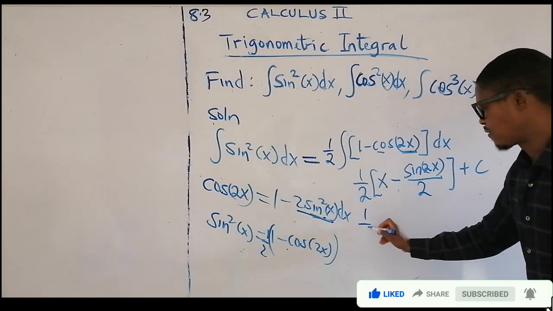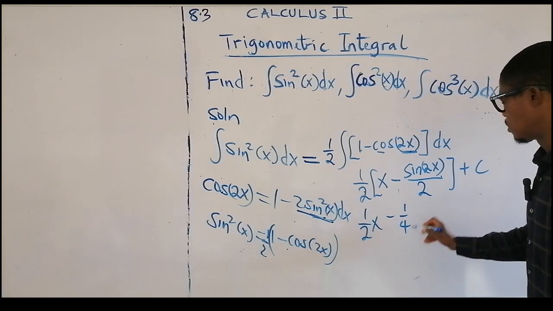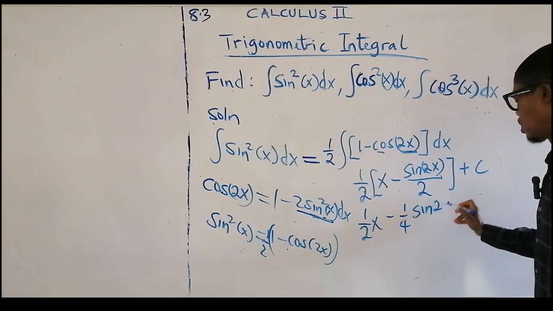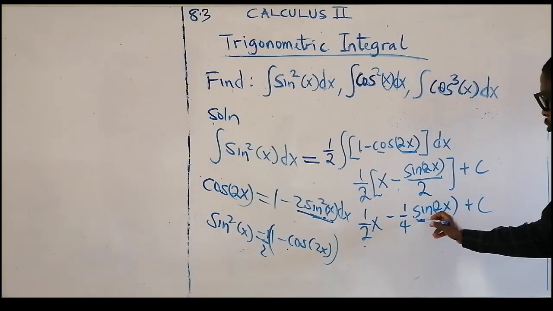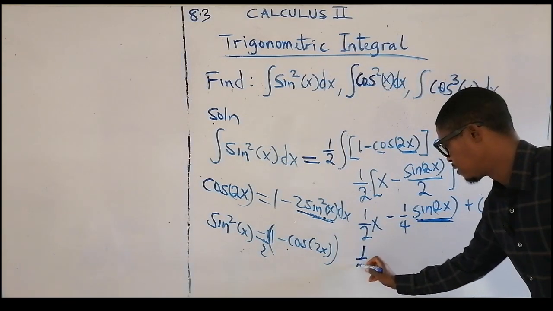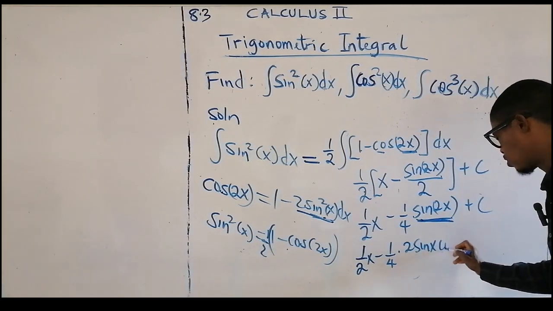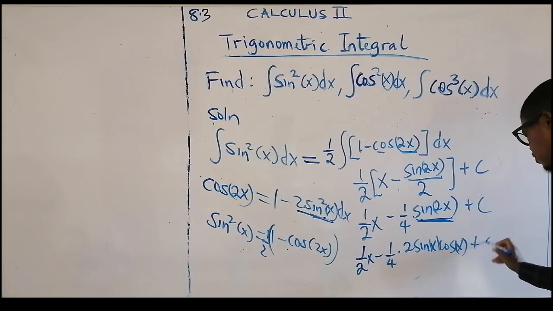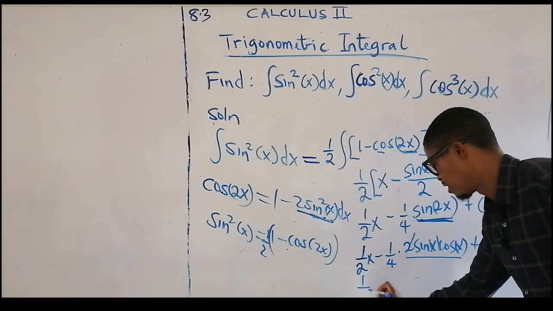Put the brackets, then we have this 1 over 2 times 1 over 2, that's minus 1 over 4 sine 2x plus c. So that's that. Sine 2x has the value 2 sine x cos x. So we have this minus 1 over 4 times 2 sine x cos x plus c. So sine 2x is this. So 2 here 1, 2 here 2. So the final answer is what?